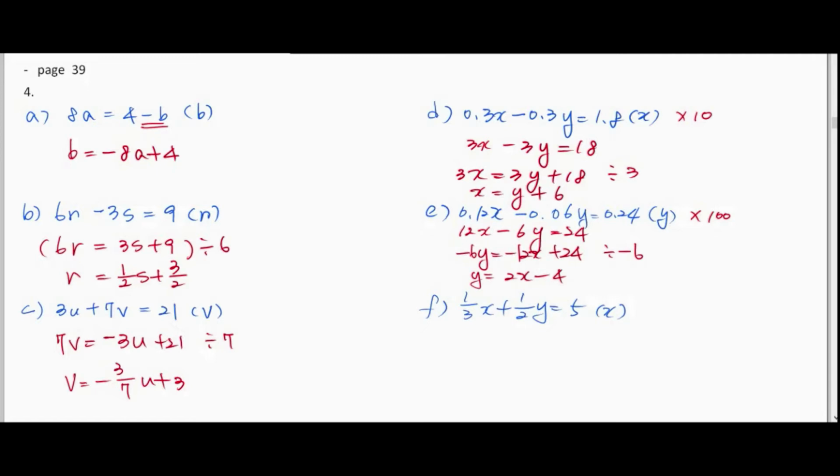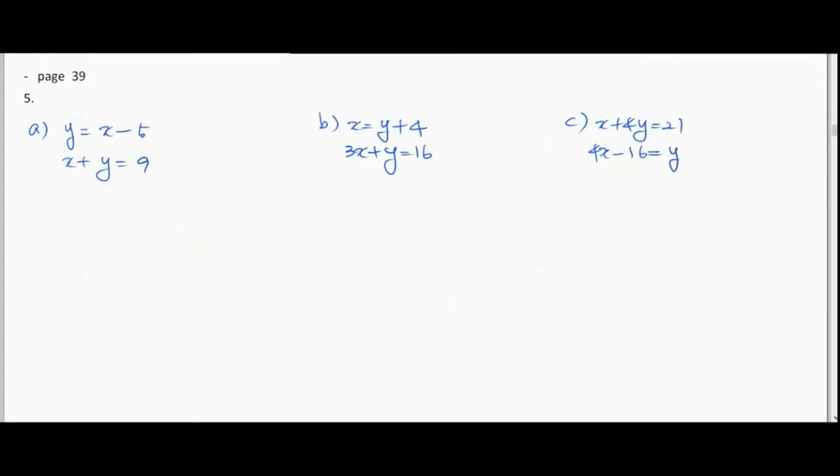Then, so it'll be 1/3 x equals negative 1/2 y plus 5. But because it should be x equals, we should multiply both sides by 3, like this. Then x equals negative 3/2 y plus 15. So this is question 5.